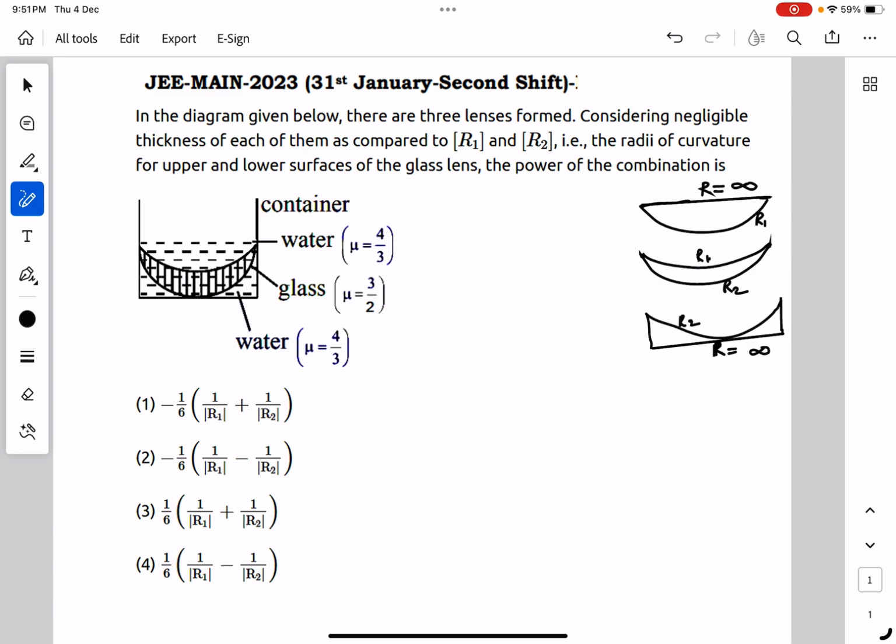First of all, we will find out power of each lens as if they are kept in air. Then we will add up the powers to find out the power of the combination. So equivalent power would be equal to P1 plus P2 plus P3.